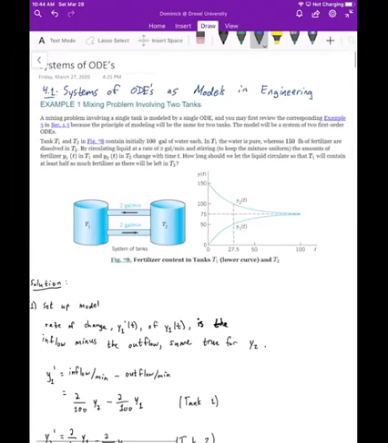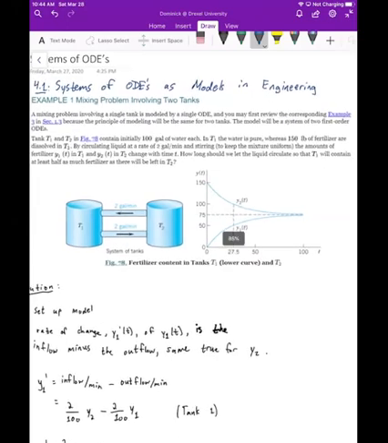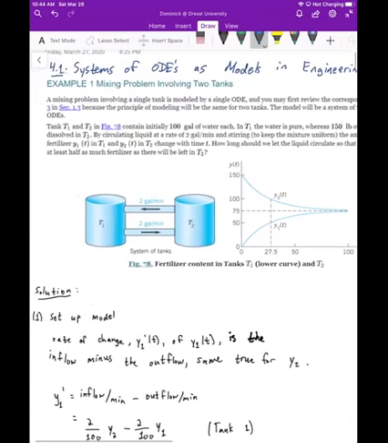Okay, now the first example that we're going to look at is a mixing problem, but we're going to have two separate tanks here. So sort of the natural motivation here, I believe previously we had done a mixing problem with one tank, so that was solving an ODE. But now since we have two tanks, we're going to model this by two separate ODEs, which we'll call y1 of t and y2 of t to represent tank 1 and tank 2 respectively.